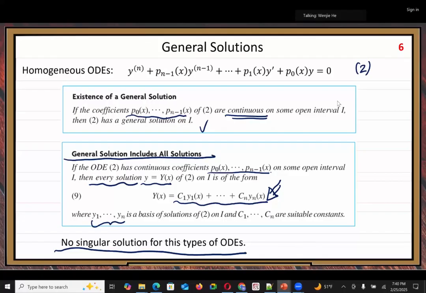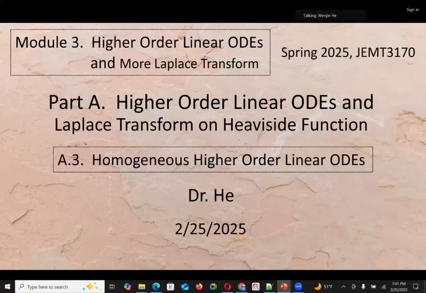But this holds under a continuity condition, a minimum condition. All right, so that's all generalization. So far, all these results are generalizations from the second order ODE. Next, 8.3, homogeneous high order ODE. These results are also a straightforward generalization of the second order ODE.